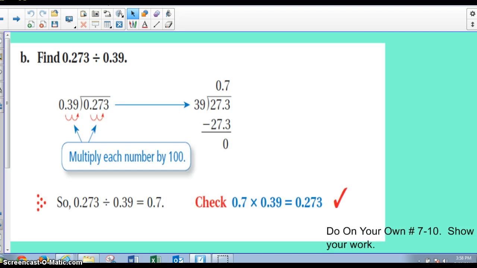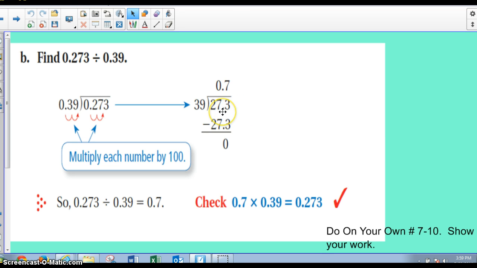B, example B, same thing. First you look at the outside and you have 0.39 going into 0.273. On the outside, you move the decimal point 2 places to the right to make it 39. Now you don't move the inside number 3 places to the right, you only move it 2 places to the right, just like this side. This is what it's going to look like.